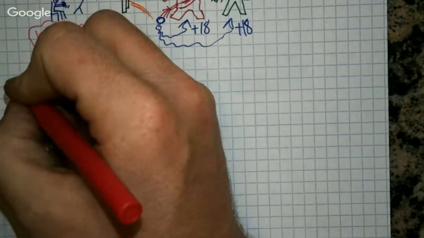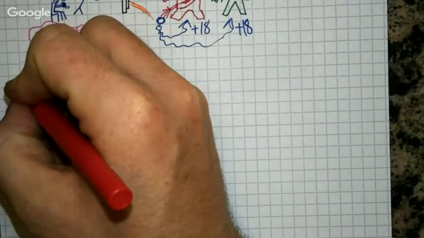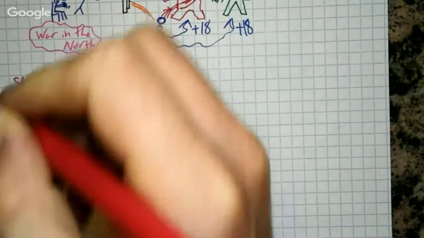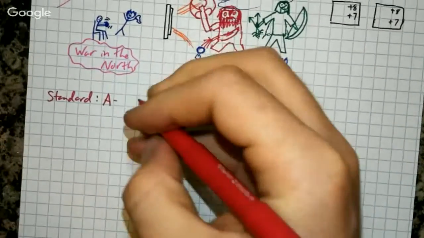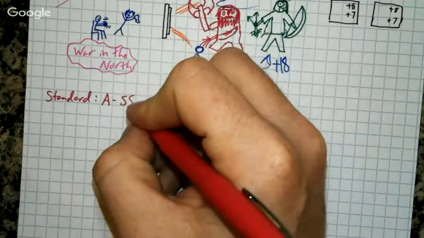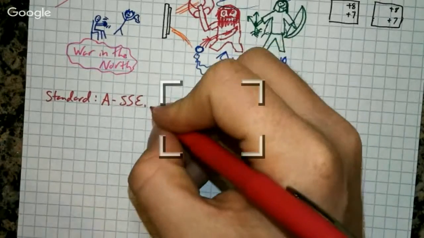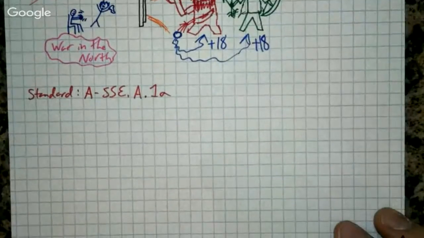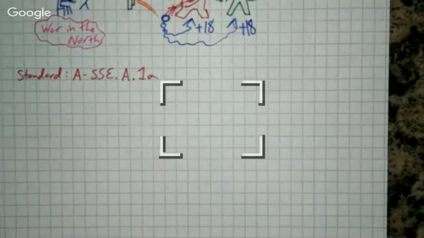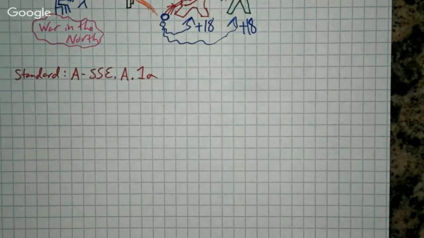What we're going to be talking about today is a standard we've used before, which is standard A for algebra, A.SSE.A.1a. So we've used this one before. I believe this is the one we used way back in our first lesson as well. And this standard, we're just going to write a portion of the standard down right now.